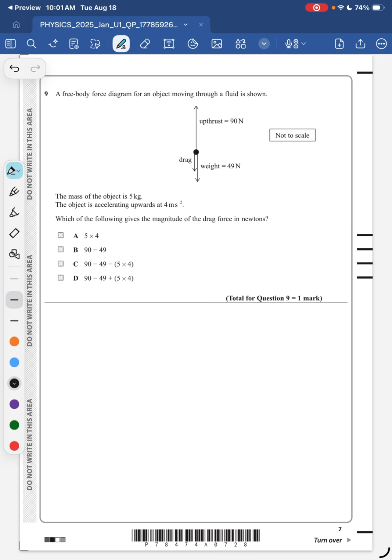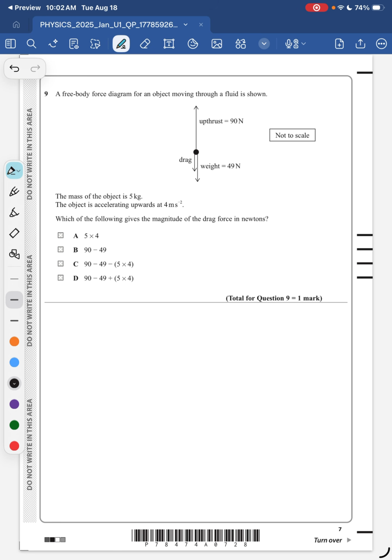Question 9. A free body force diagram for an object moving through a fluid is shown. We have the upthrust, the drag, and the weight. The mass of the object is 5 kilograms. The object is accelerating upwards at 4 meters per second squared. Which of the following gives the magnitude of the drag force in newtons?